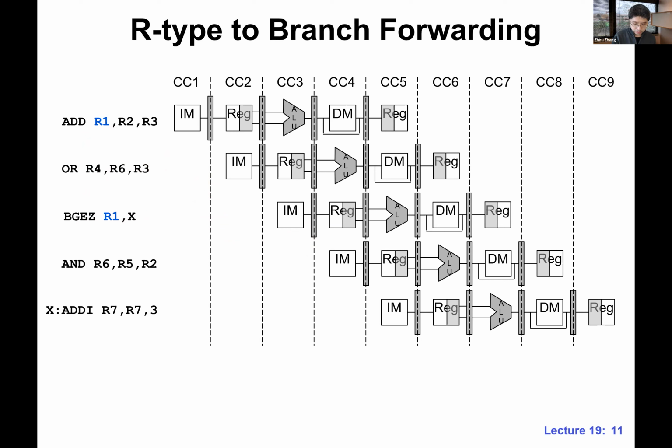It's produced, so it's already available here, in cycle 4. This R1, we want to do this forwarding. Where is R1 used for the branch instruction? Which stage? Where is it used? Anyone? Is it used in the ALU?